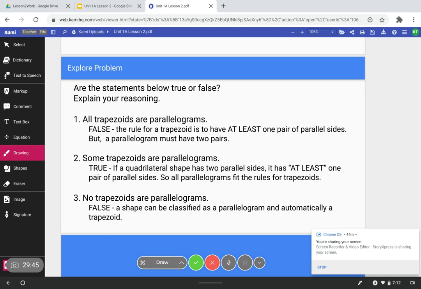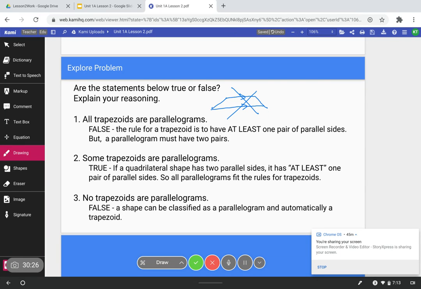All trapezoids are parallelograms. That is false. The rule for a trapezoid is that it has to have at least one pair of parallel sides, but a parallelogram must have two. So the trapezoid that we saw earlier looked something like this. It has one pair of parallel sides, but a parallelogram has two pairs of parallel sides. So this trapezoid is not a parallelogram.